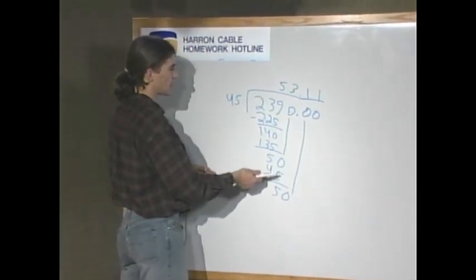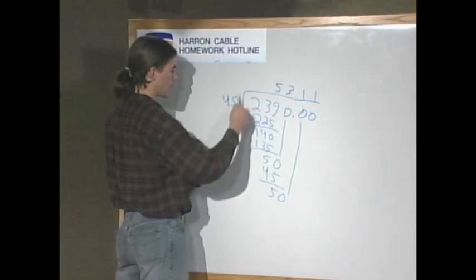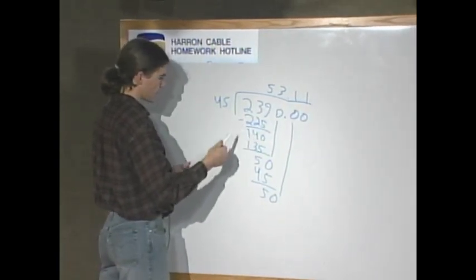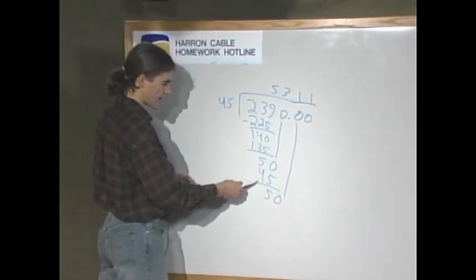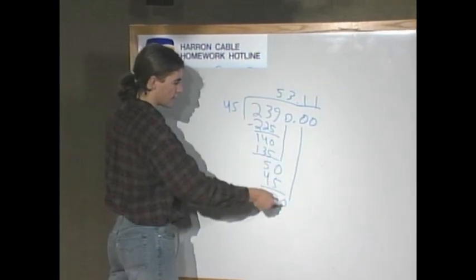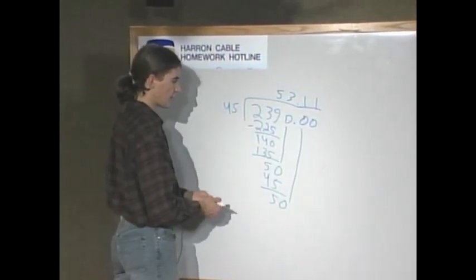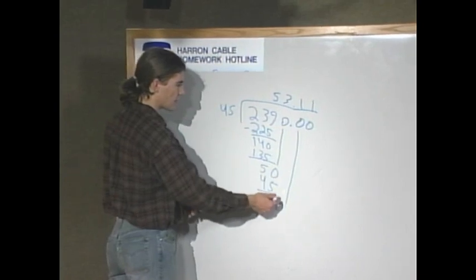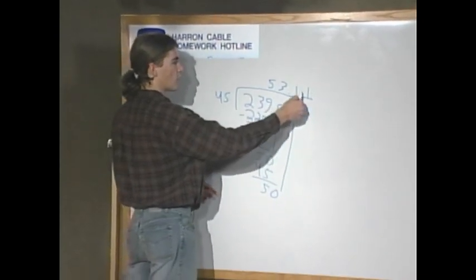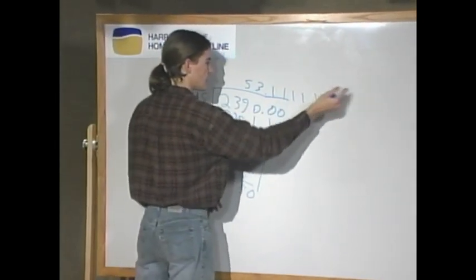45 goes into 50 once. 1 times 45 is 45. 50 minus 45 is 5 again. So you bring down the 0, and that's 50 again. Because you're always going to keep on getting 50, the answer up here is going to keep on being 1. So it's just going to be 1, 1, keep on going forever.